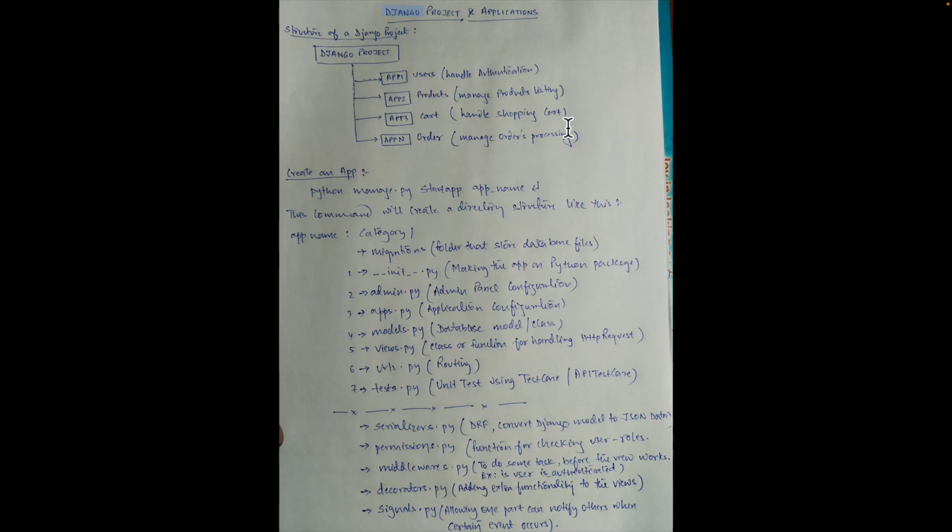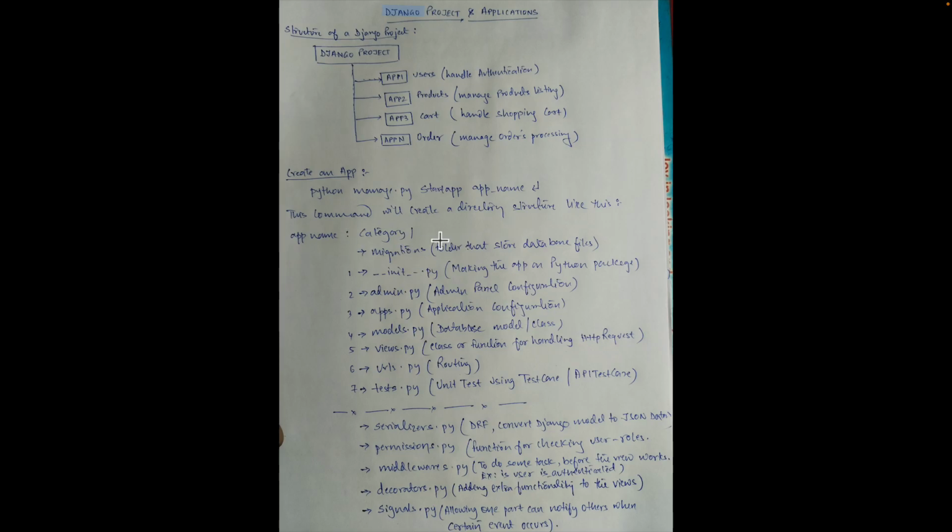Now the question is, how do I create this app? For that reason, we have a command called python manage.py startapp followed by app name. Like you create one app called products, so the command would be python manage.py startapp products, and you hit enter. Once you fire this particular command, the app gets created. And once the app gets created, there will be a particular directory by the app name. Let's consider you have given the app name as category.